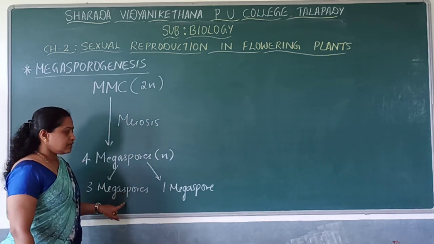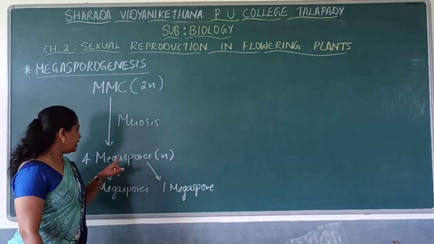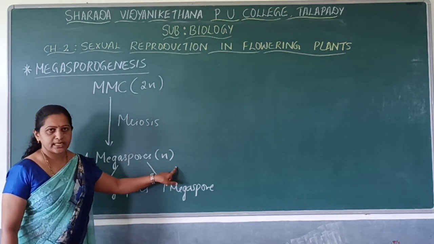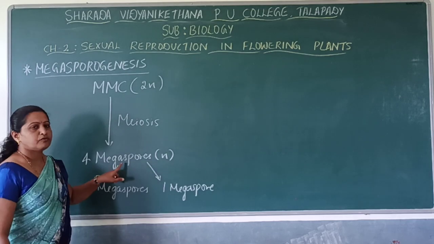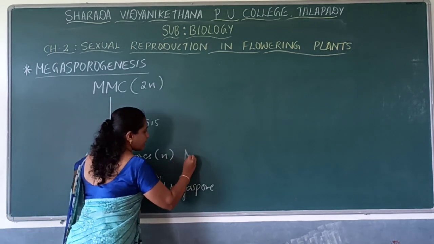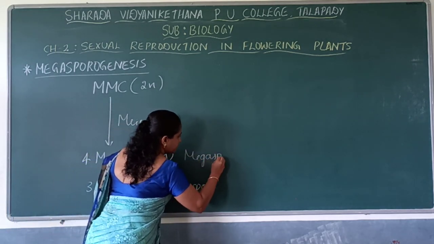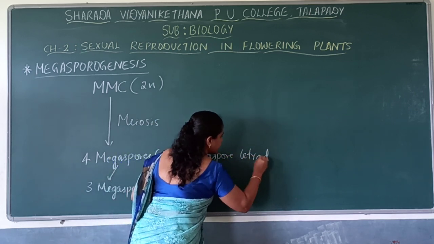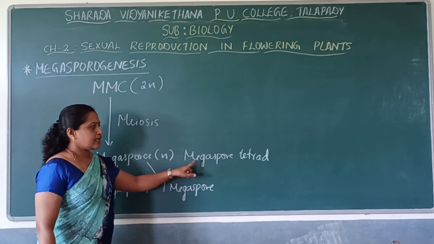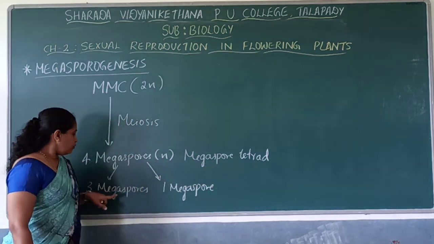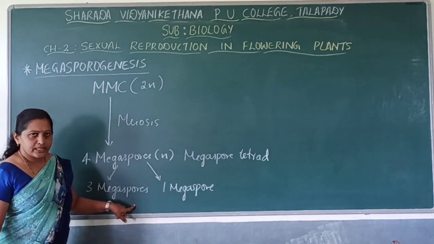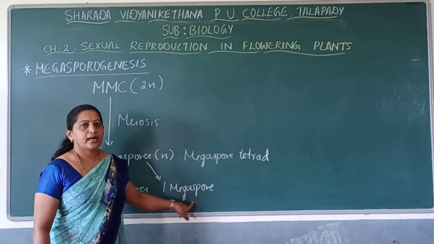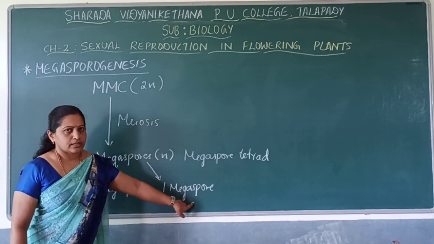You have to remember this point very clearly: among the 4 megaspores that are formed, we can also call these 4 megaspores a megaspore tetrad. What do you mean by the term tetra? Tetra indicates 4. So among the megaspore tetrad, 3 of the megaspores degenerate and only 1 megaspore remains functional.